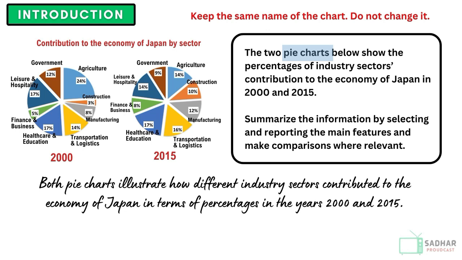Do not change it. In the question card, we see it's written pie charts. So let's write pie charts. If it's bar chart, we write bar chart. If it's line graph, we write line graph. If it's pie charts, we write pie charts. And then we have the quantity, the 2 pie charts, and then I rephrase into both, meaning the same. So I changed the word the 2 into both.